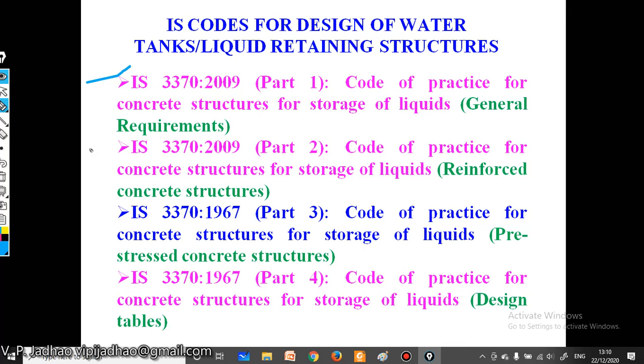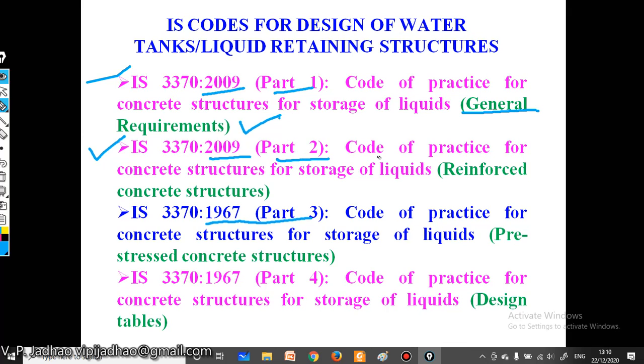The second one is IS 3370:2009, this is part 2. The first one was part 1. Then we have IS 3370:1967 part 3. The first one gives the guidelines for general requirements of water tanks or liquid retaining structures.